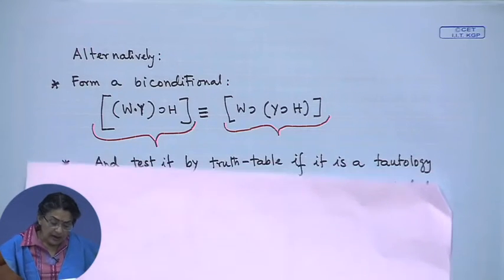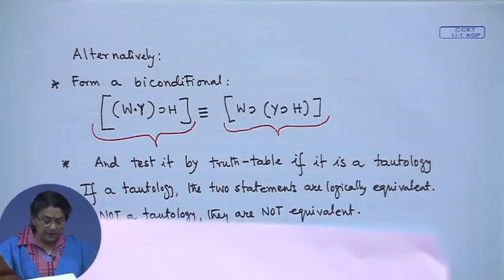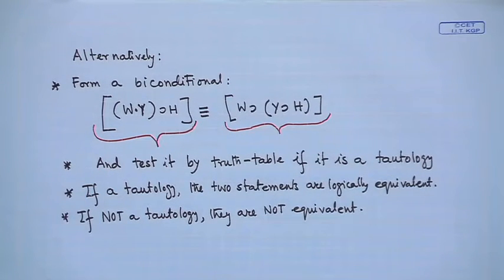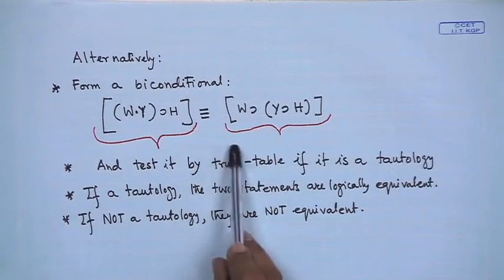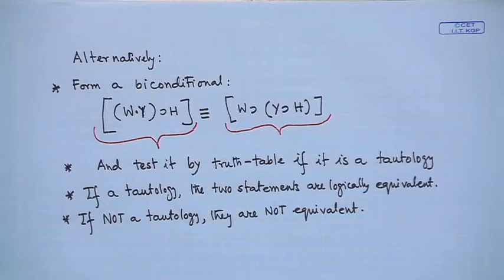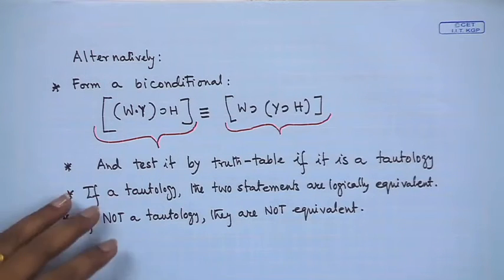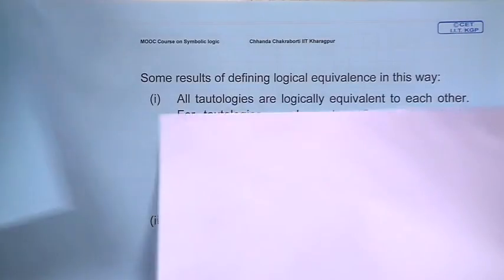When you do the truth table, what is it that you are looking for? You are looking whether it is a tautology or not. If this triple bar turns out to be a tautology, the two statements must be logically equivalent. If this triple bar is not a tautology, then these two are not equivalent. Get me? So, this is how we do the logical equivalence test.